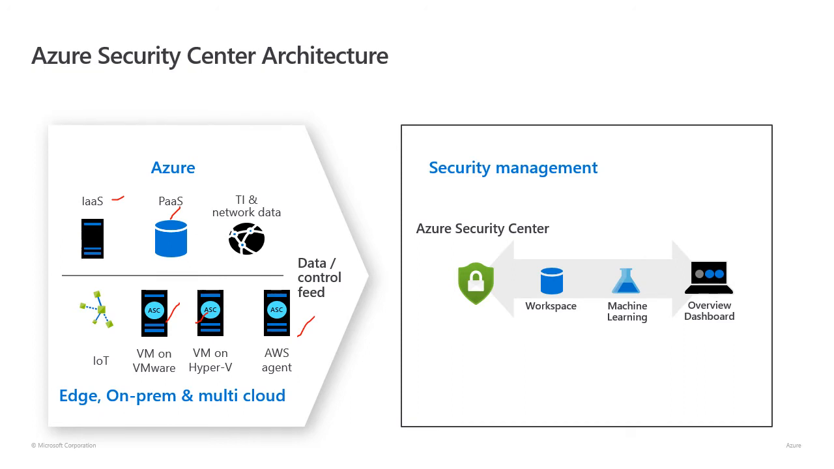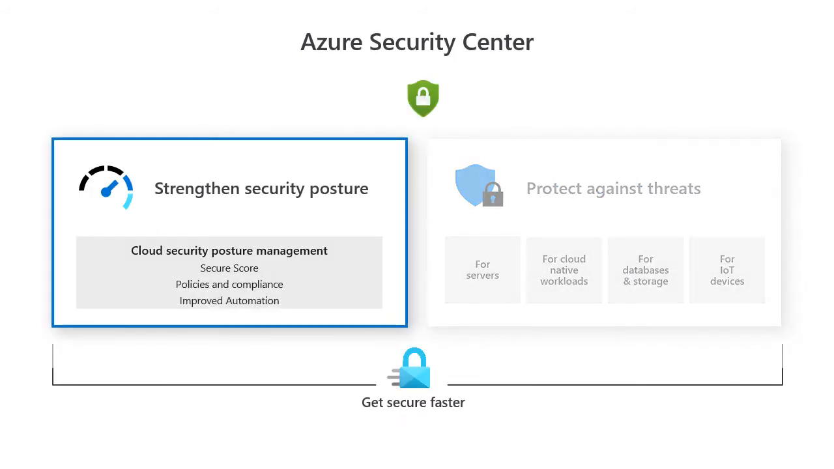using machine learning. Again, remember when I told you a while back that we learn from how our thousands of other customers are attacked, and how we protect them against cybersecurity threats. All of that you get as a benefit because machine learning is basically giving you recommendations on how to increase your security. So the result is your security posture management. You have secure score, policies, and compliance, and improved automation.